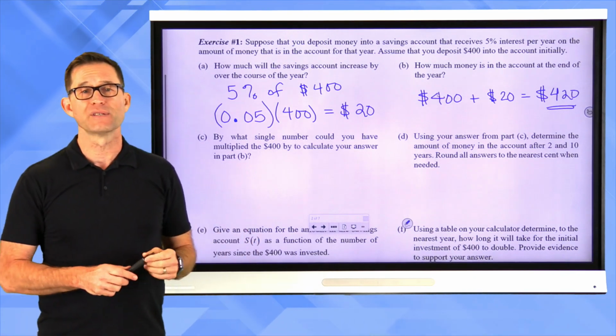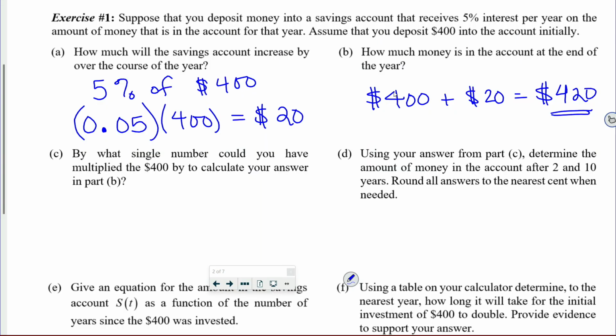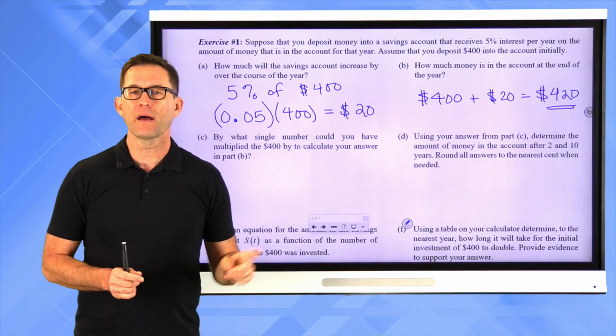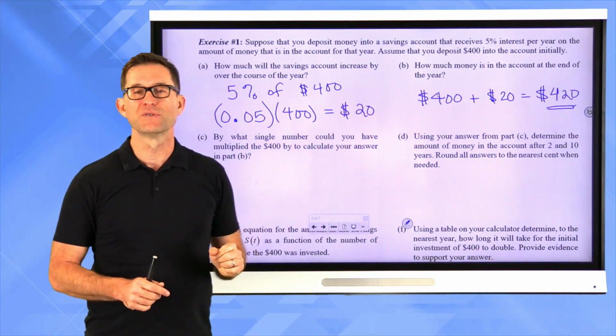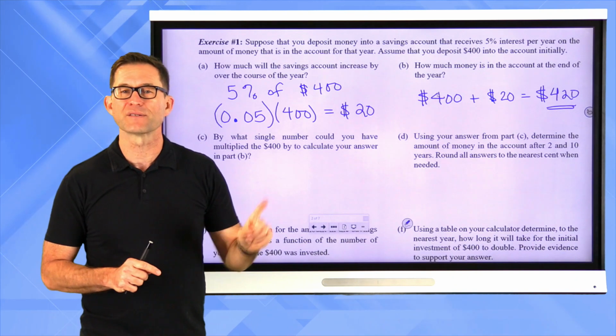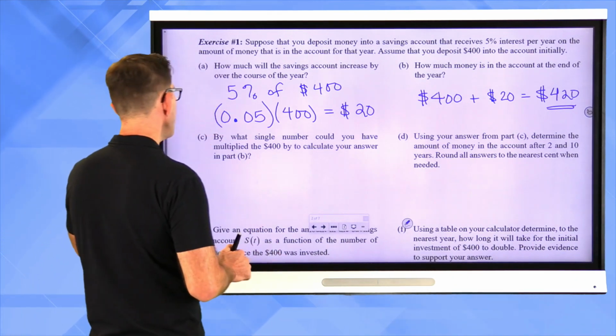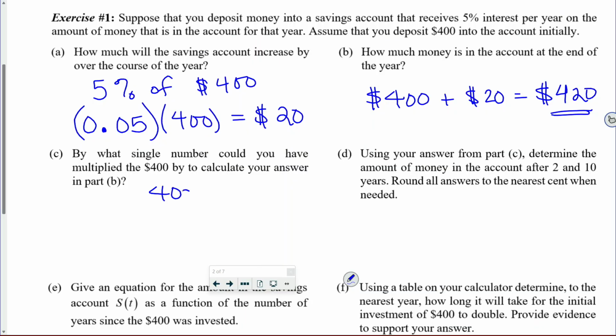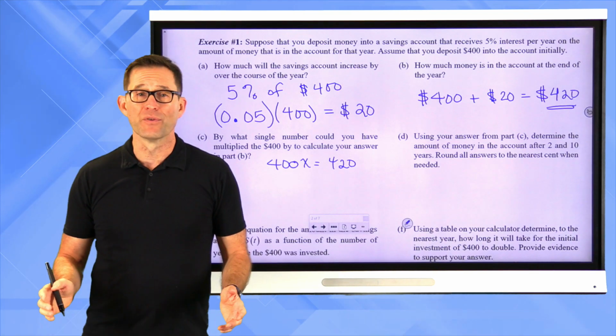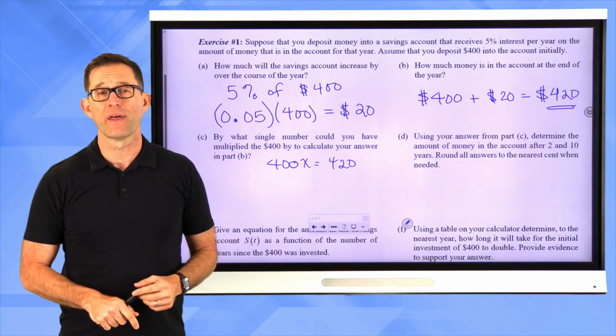So let's take a look at letter C. By what single number could you have multiplied the 400 by to calculate your answer in part B? So in other words, I don't want to do this two-step process. I want to do a one-step process. And of course, we can figure that out by maybe just setting up an equation. Like I'm literally asking you, if I did 400 times x equals 420, then what is x equal to? Well, pause the video and figure that out.